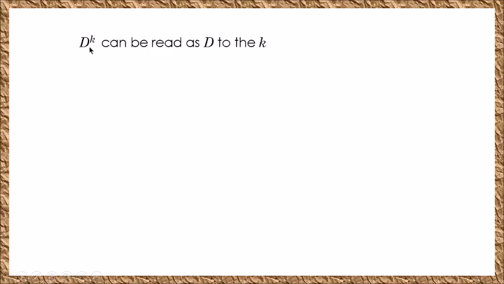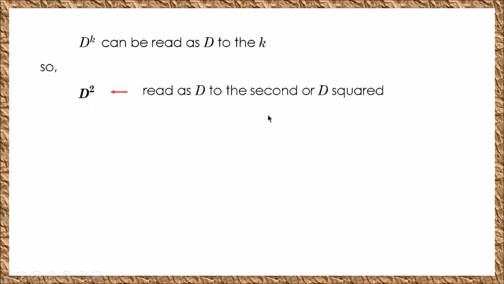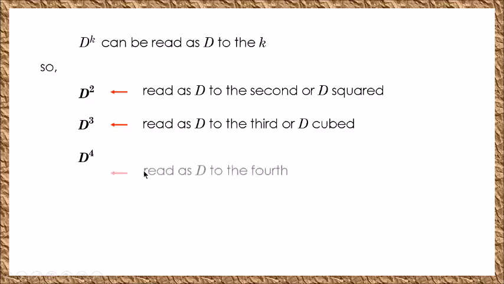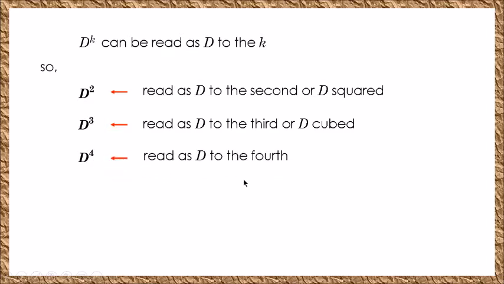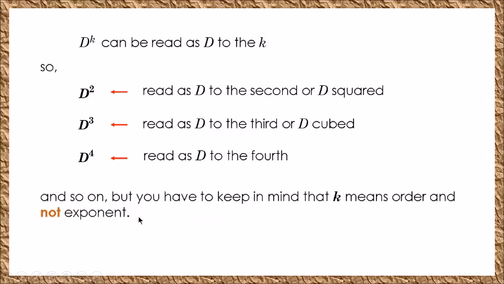D with superscript k can be read as d to the k. So, D with superscript 2 is read as d to the second or d squared. D with superscript 3 is read as d to the third or d cubed. D with superscript 4 is read as d to the fourth. And so on. But you have to keep in mind that k means order and not exponent.